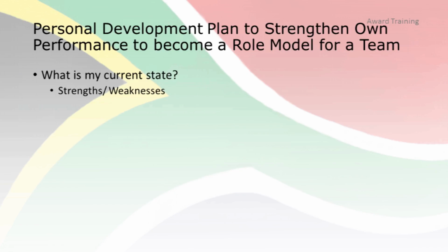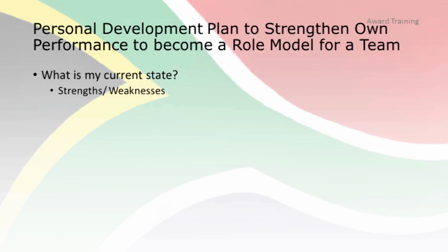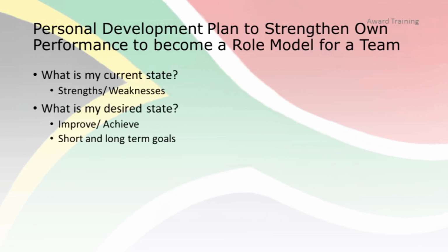What is my current state? Let's look at our strengths and weaknesses. Am I a shy person? Am I a motivated person? Am I a person who prefers to sit in an office, or can I work in the public? The second question, what is my desired state? The state where I want to be. I'm possibly not happy with where I am now, so let's look at how can I determine my desired state.